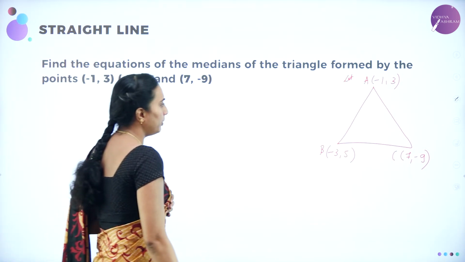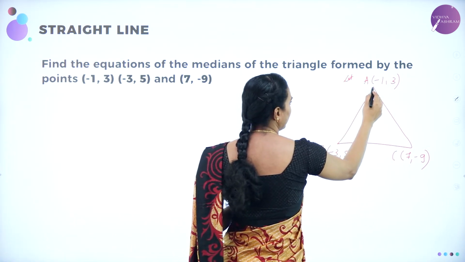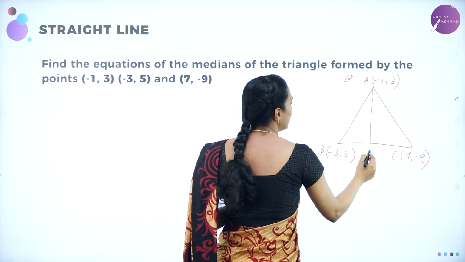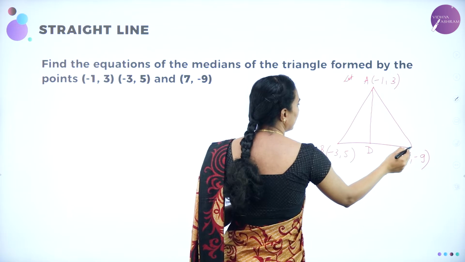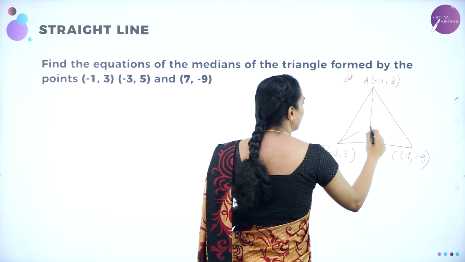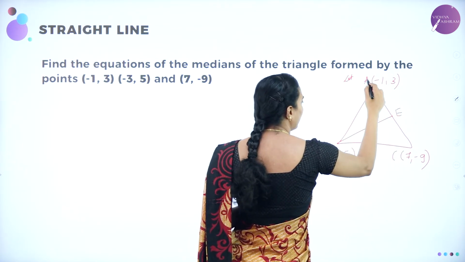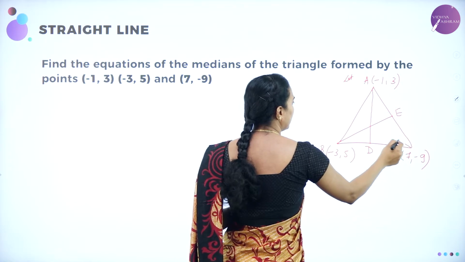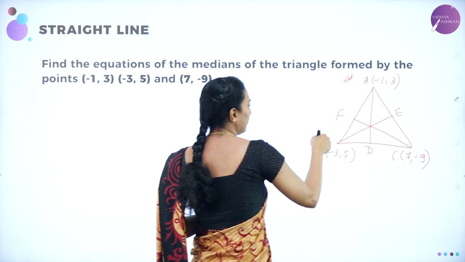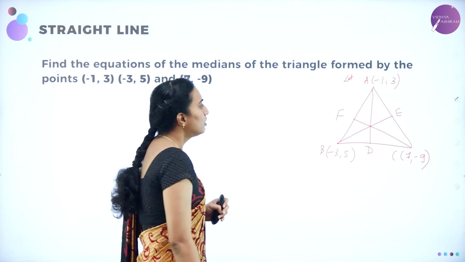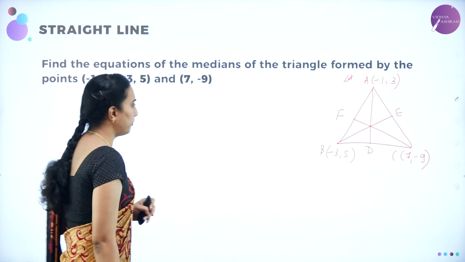Now, what will the median be? This is a median from A to D. Let D be the midpoint of BC, and here I am drawing. Let E be the midpoint of AC, and let F be the midpoint of AB. So the midpoint of BC is given by how?